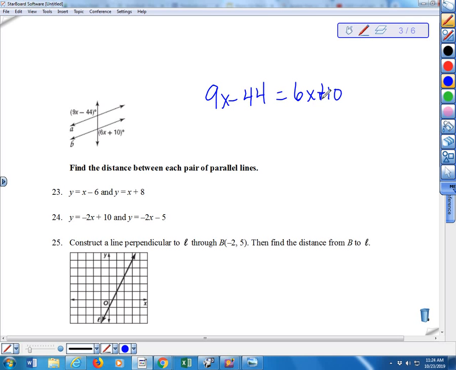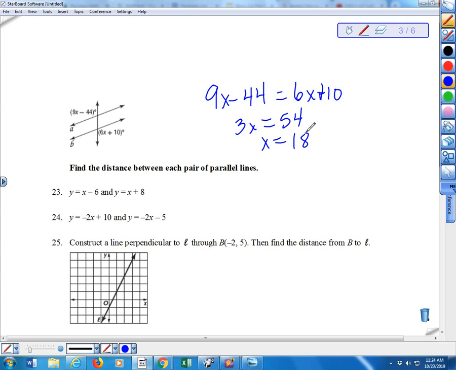And then solve. X is 18. Now, if it asks me to find the angle, don't forget to plug it back in and find the angle. Don't just say I'll solve for x. But this question did ask me for x. Okay? Questions on that one?